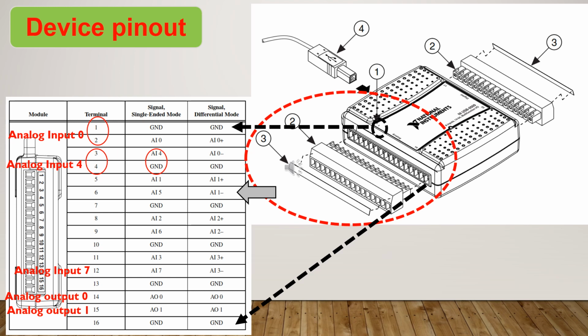In this table, you can see two analog outputs that we can use in the data acquisition card. Analog output 0 is terminal number 14, analog output 1 is connected to terminal number 15, and terminal number 16 is connected to ground. So as a result, we have two analog outputs, AO0 and AO1, connected to terminal 14 and terminal 15, and we have 8 analog inputs, AI0, AI1, AI2, AI3, AI4, AI5, AI6, and AI7. They start from terminal 1 until terminal 13.